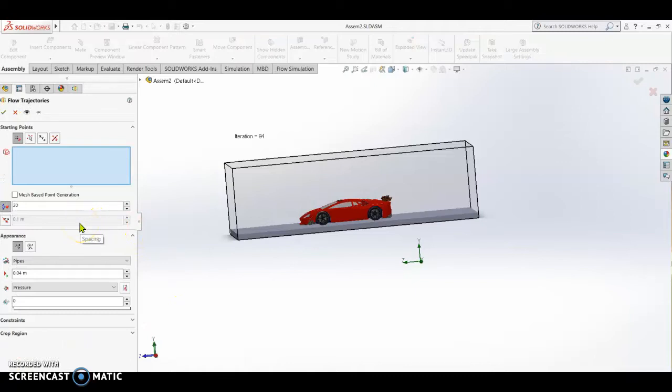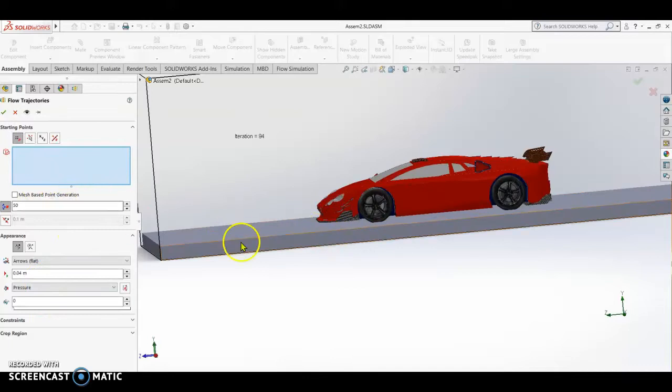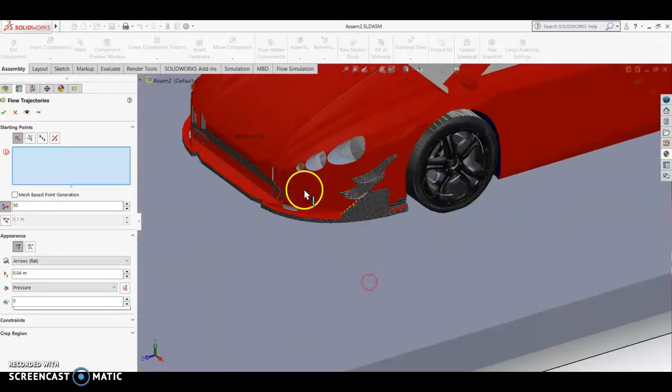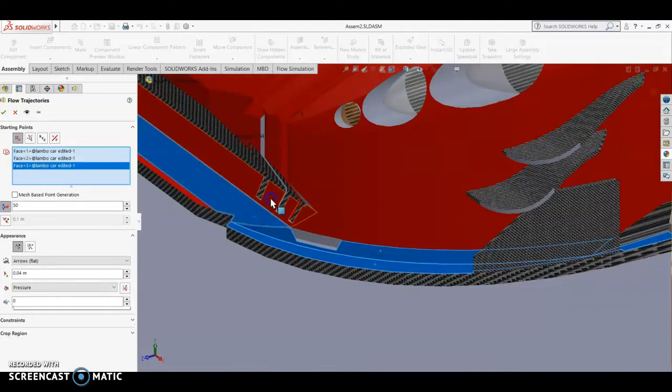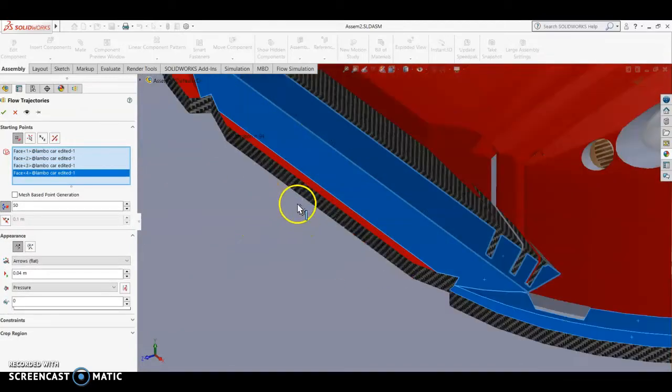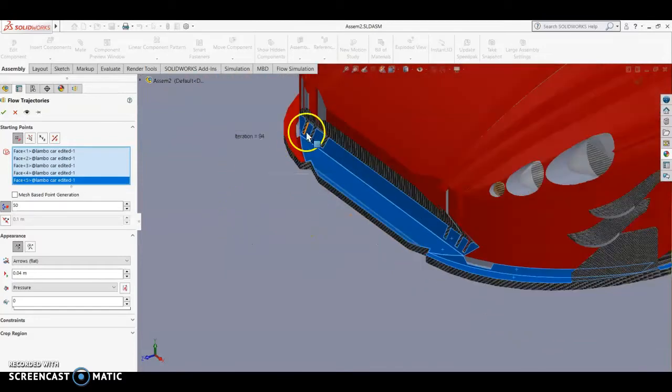So we tested the car at 200 km/h. So we change this number to 50, right? And then we will use flat arrows this time, okay? And then we select the splitter. Select this area, this area, this area, this area, right?